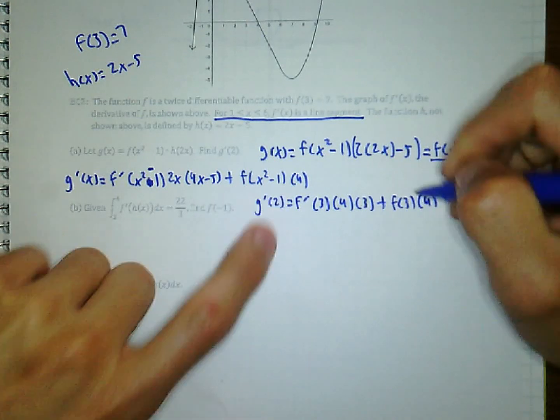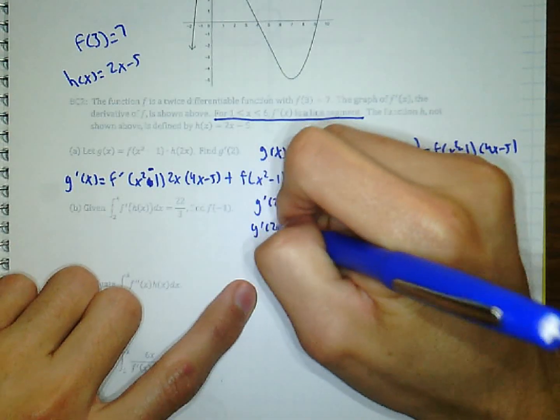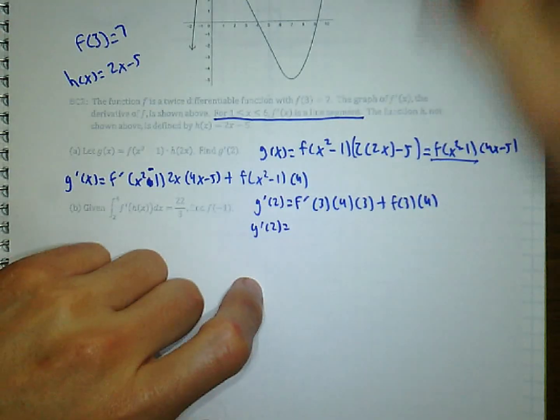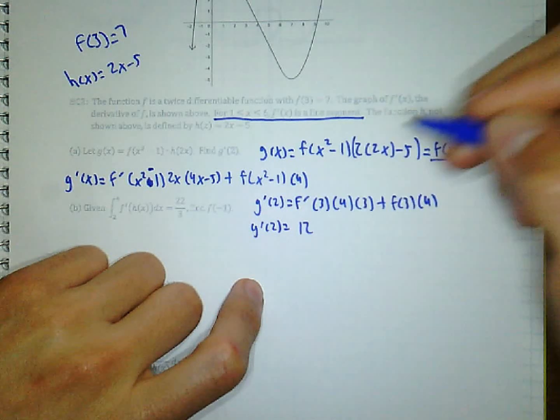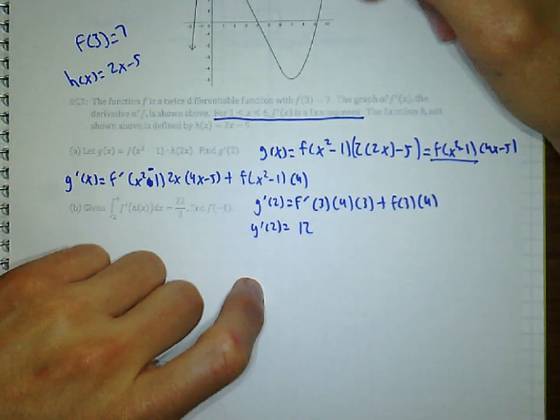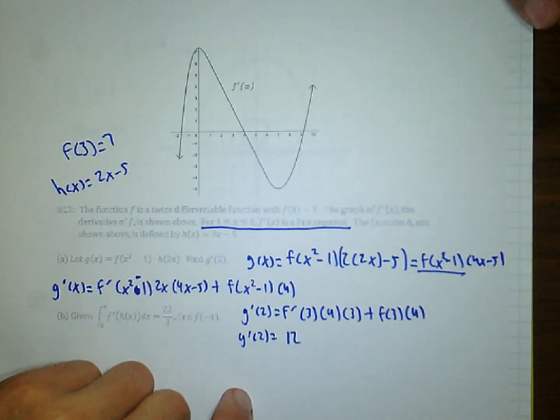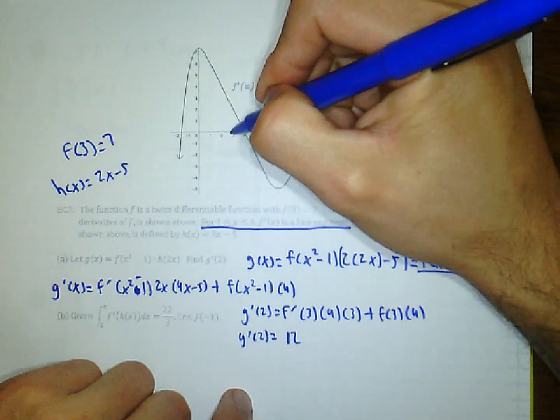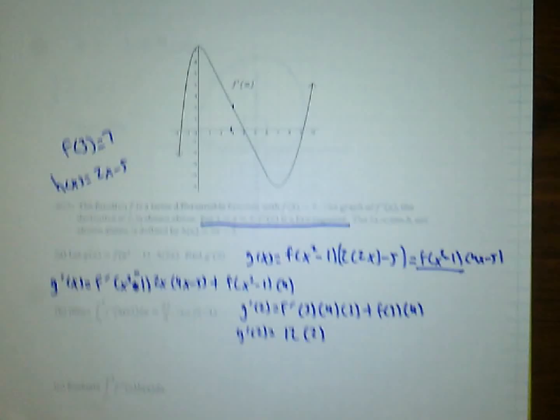And then times 4. So for g prime of 2, we need to figure out a few things. 4 times 3 is just 12, right? Now f prime of 3. Well, f prime, that's the graph here. So all I have to do is look at the graph. What's f prime of 3? F prime of 3 is literally 2. So that's going to give us 24.